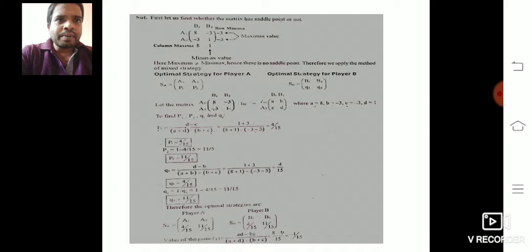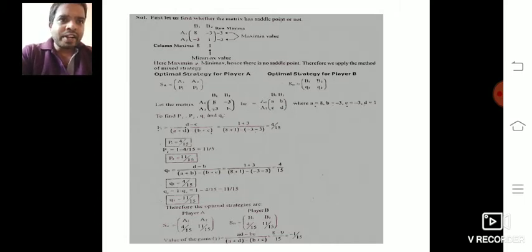So here we are getting P1 equals 4 by 15, P2 equals 11 by 15, Q1 equals 4 by 15 and Q2 equals 11 by 15. Now write down the optimal strategies for player A, that is the SA matrix.